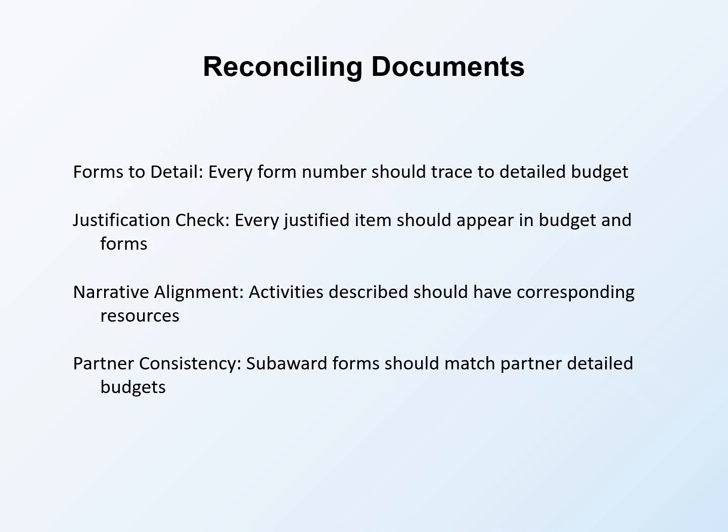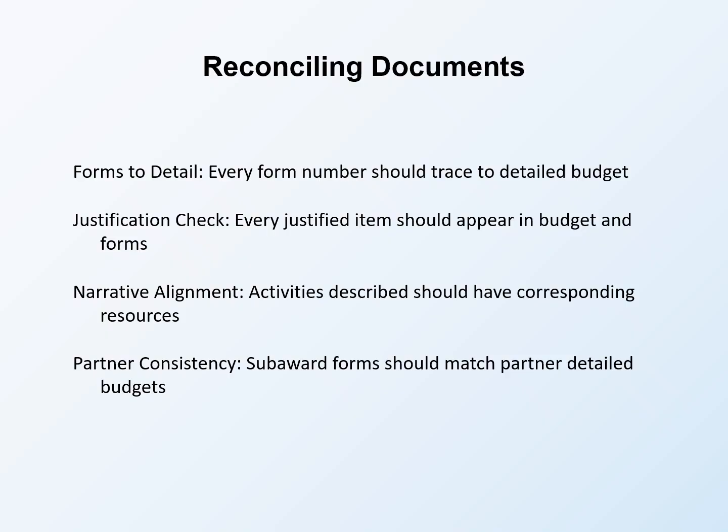Justification check confirms every item you justified appears in both your detailed budget and forms. If your justification discusses an evaluation consultant, that consultant should appear in your detailed budget and be included in the contractual line on your form. Orphan justification text suggests incomplete budgeting.